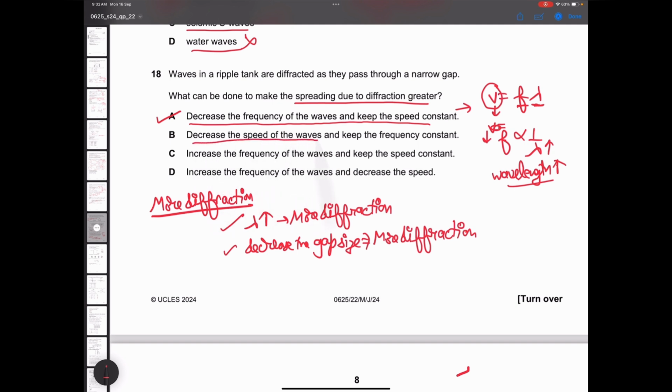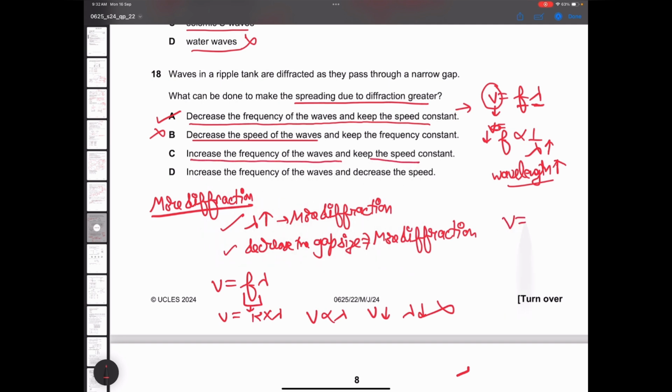Decrease the speed of the waves and keep the frequency constant. If you apply this here, v = fλ, they're saying keep f constant. So v = constant × λ means v is directly proportional to λ. If you're decreasing v, you're decreasing λ. This option is wrong. Increase the frequency and keep the speed constant. v = fλ. If speed is constant, then frequency will be inversely proportional to λ, and if you're increasing the frequency, wavelength will decrease. Incorrect option again. So we've discussed all the 4 options in detail and option A was the correct one.